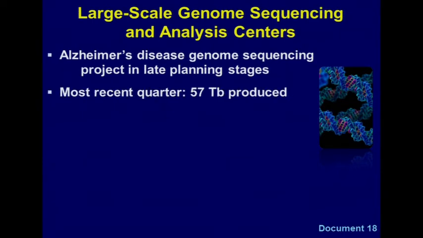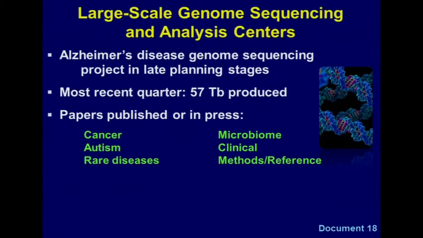In the most recent quarter, the three centers in this program produced an impressive 57 terabases, that's trillion bases, of sequence data. Also worth noting are a number of publications emanating from these centers since the last council meeting, including those related to cancer, autism, rare diseases, human microbiome, clinical sequencing, and methods and reference development.